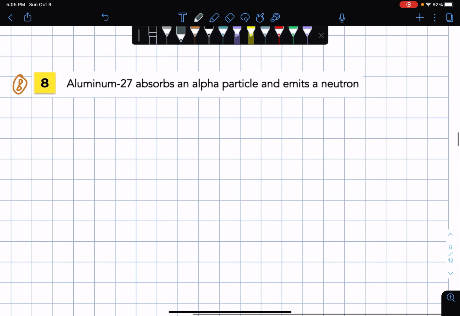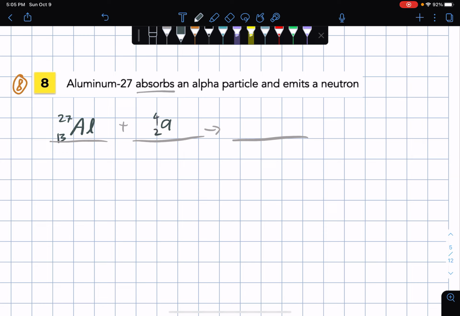Let's move on to number 8. Aluminum-27. Aluminum has an atomic number of 13 and absorbs. So we have a chassis like this. Alpha particle would be written as this. And what's the result? 27 plus 4 is 31. Atomic mass of 31. Atomic number of 15. 15 atomic number is phosphorus in the periodic table.